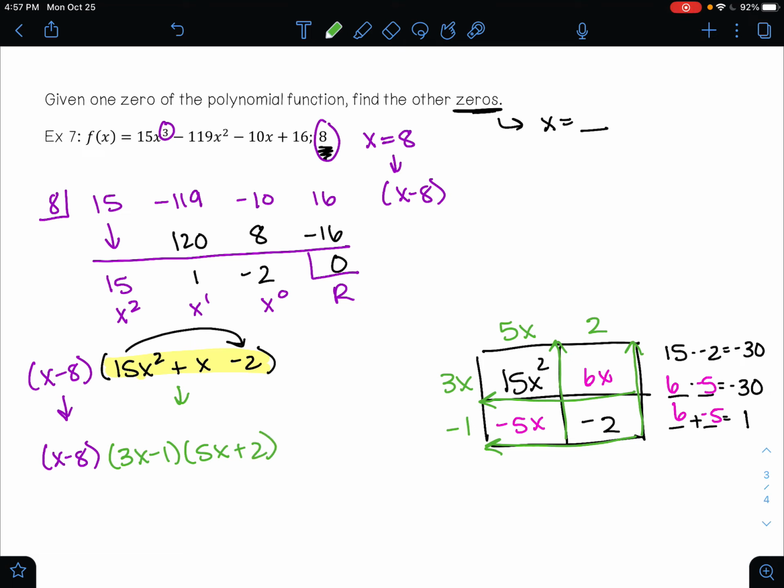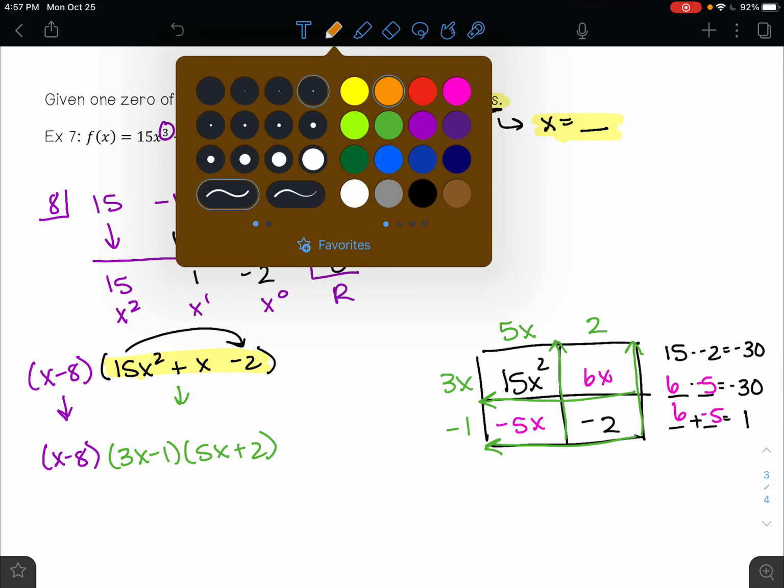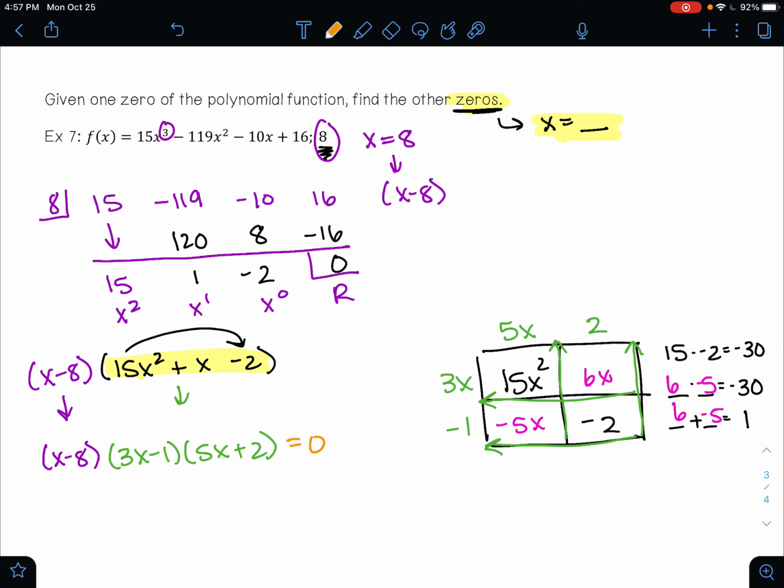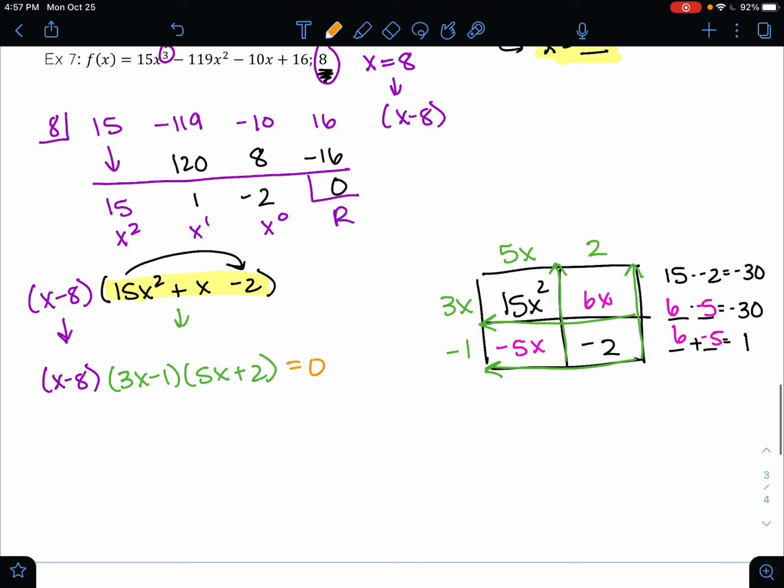But we aren't looking for the factors anymore. They want us to find the zeros. We want to know, what does x equal? So we need to set this equal to 0 and solve. From here, I can use the principle of zero products. This times this equals 0. So either x minus 8 equals 0, 3x minus 1 equals 0, or 5x plus 2 equals 0.